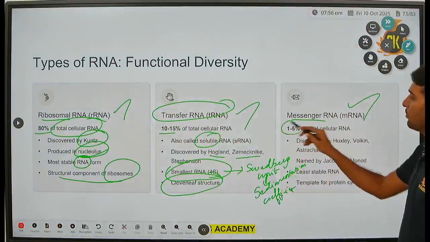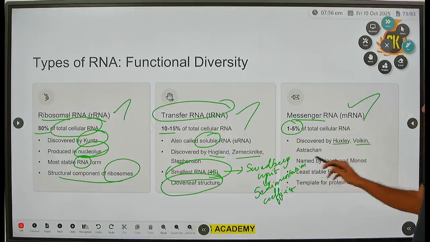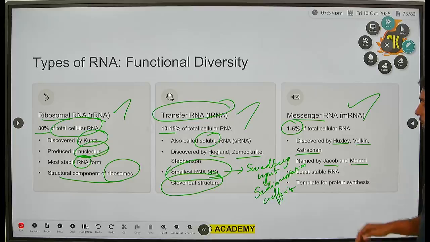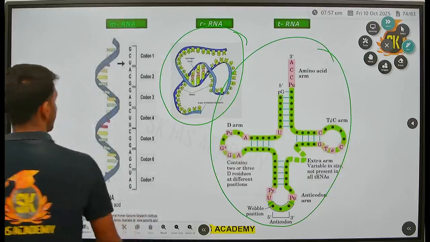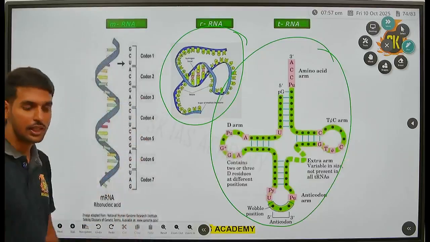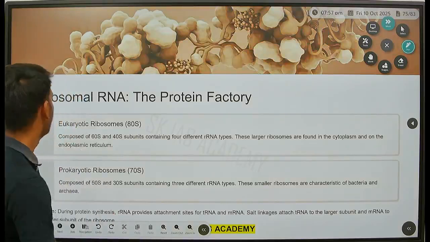Now mRNA, 1 to 5%, the least percent of the RNA present in the cell. Discovered by Huxley, Volkin and Astrachan, named by Jacob and Monod, least stable, template for protein synthesis. Okay, these are the various shapes and types of the RNA present within the cell.